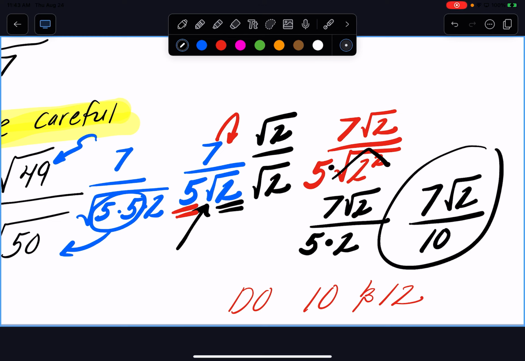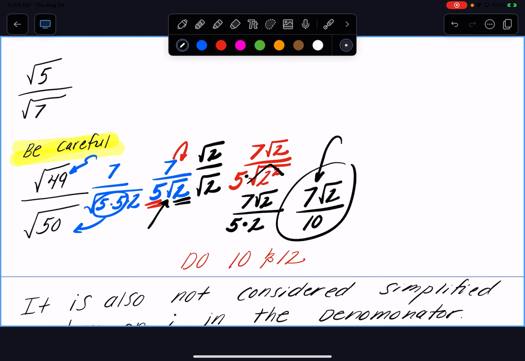Now I check. Is this decimal the same as this decimal? Sweet. I did not mess up then. If the decimals are different, you'd say something went wrong. Let's retry this. Let's see where it went wrong.